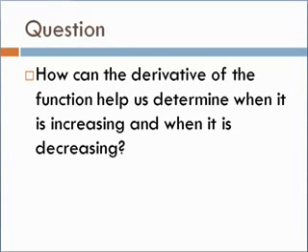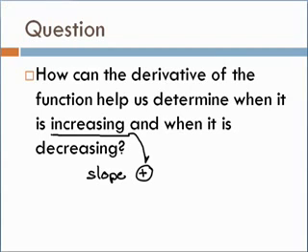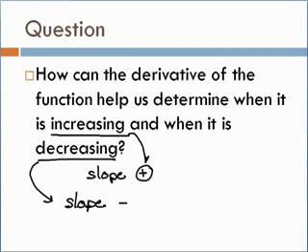So when the curve is increasing, what is the slope? Well, the slope is a positive number when it's increasing. And when it's decreasing, our slope is always a negative number.